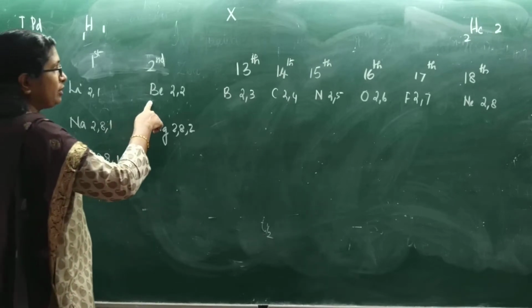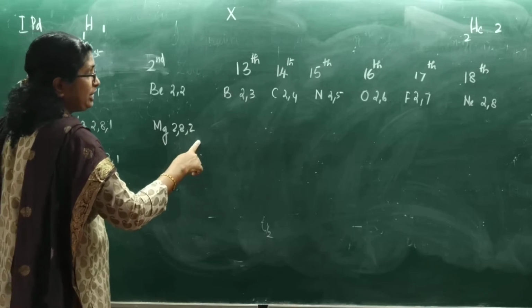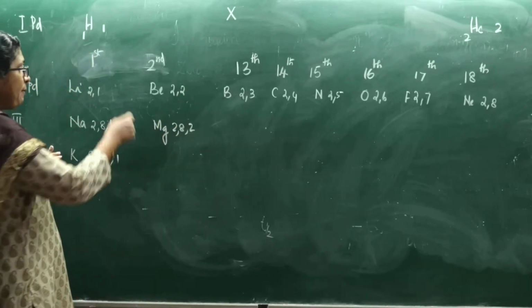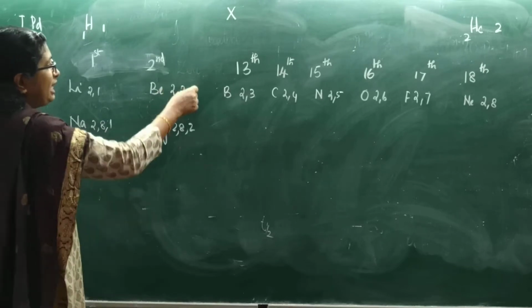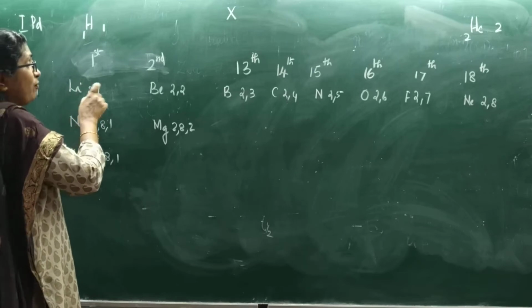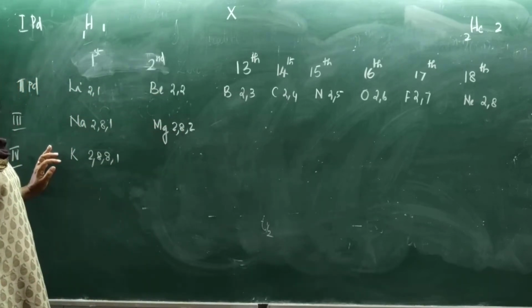In the second group you see beryllium with the 2 2, magnesium with the 2 8 2, they have 2 electrons in the outermost shell. So the number of electrons in the outermost shell will give you the group to which it belongs and the number of orbits in the configuration will give you the period to which it belongs.